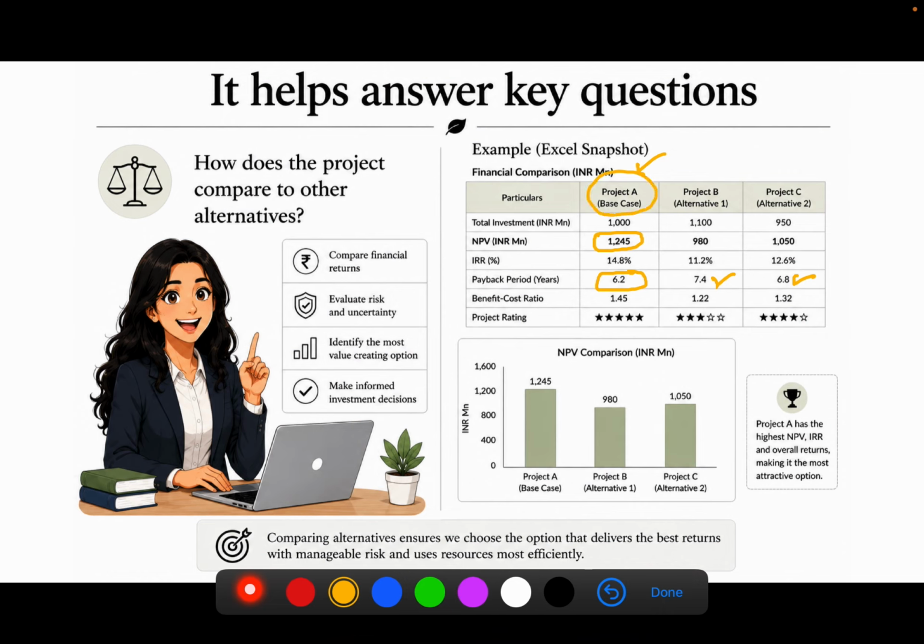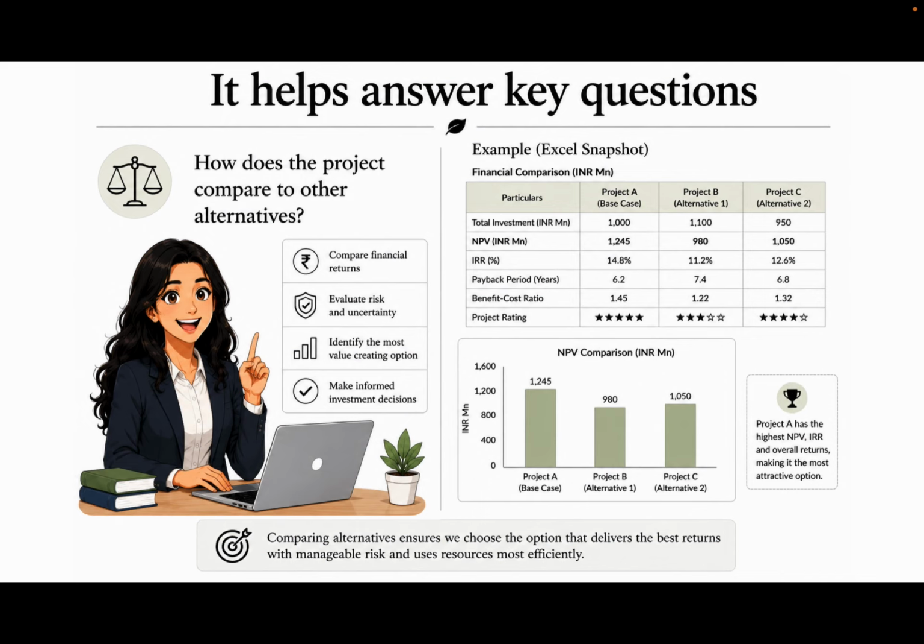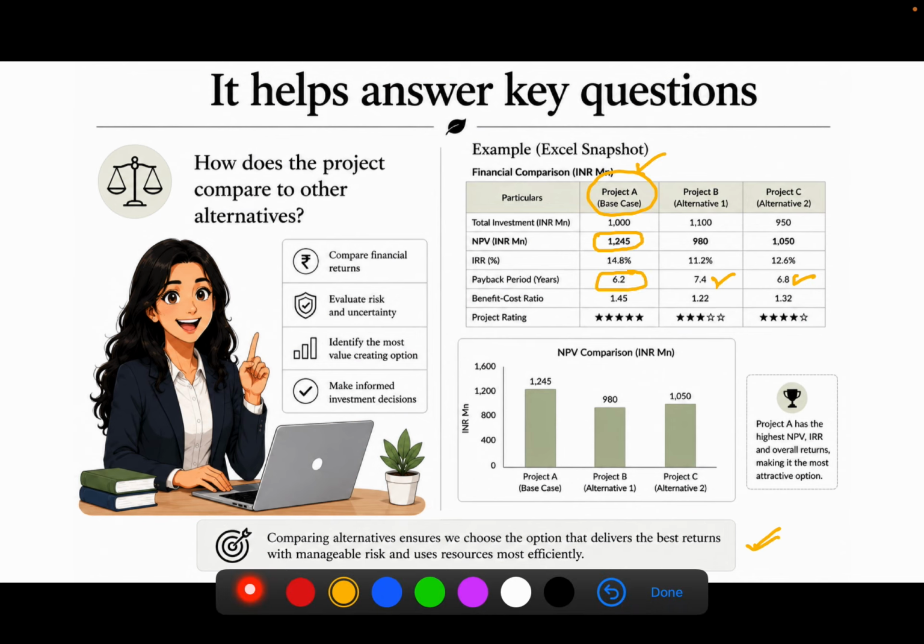But remember, a financial model does not simply tell us to choose the project. It gives decision makers the information they need to make the decision. We would also consider risks, uncertainties, and other business factors before making the final investment decision. So the whole purpose is to compare the alternatives and understand which option can potentially create the most value while keeping the risks manageable.